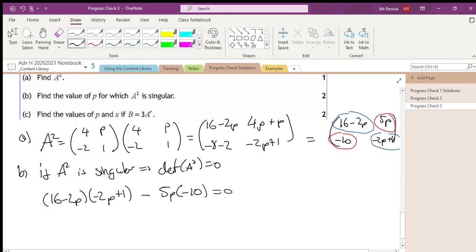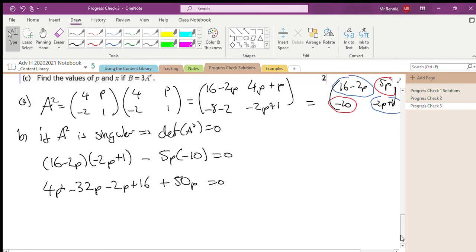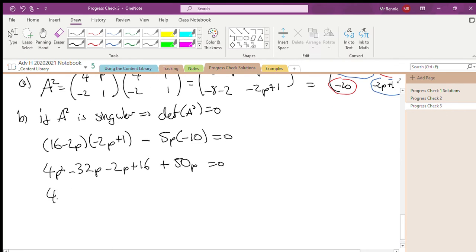Right, so tidying this up, what you eventually end up getting is 4p squared, and then negative 32p. Then you also get another negative 2p, and you get positive 16. And the last bit here, that negative and that negative cancel, so I'm going to get plus 50p, and that equals 0. Tidying up even further, I get 4p squared, and if I tidy up my p's, plus 16p plus 16 equals 0. I can divide everything by 4, so I get p squared plus 4p plus 4 equals 0.